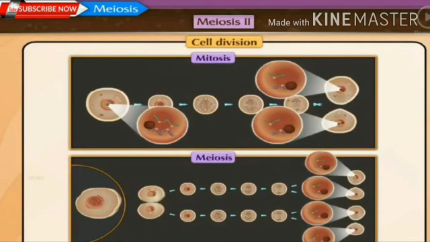Also, we completed the second chapter, life processes in living organisms, part first.